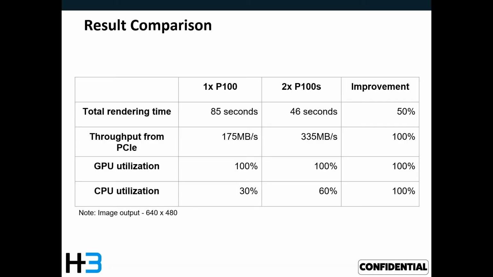Since the rendering workload is primarily GPU bound, by adding one more GPU, rendering time can be improved by 50% with 100% PCIe throughput and 100% GPU utilization. Please note that different GPU models and different video editing software will get different performance results, as we don't get to control how the GPU or video editing application performs.